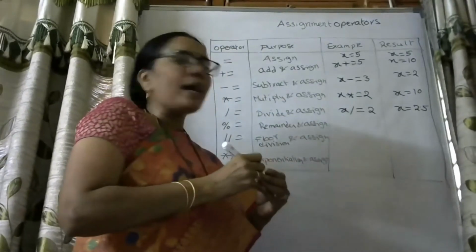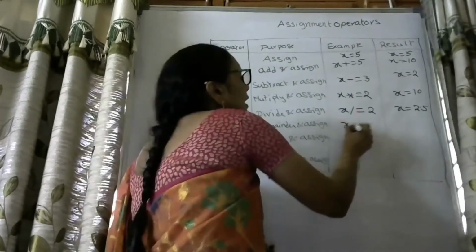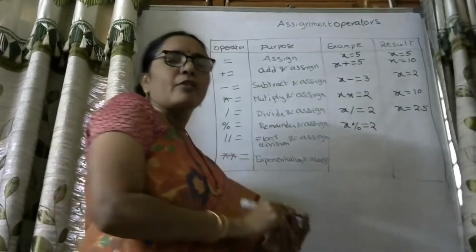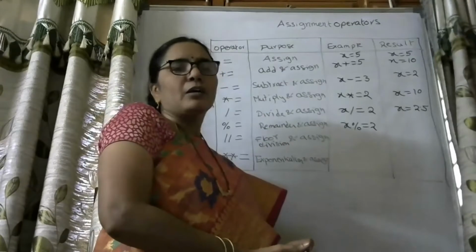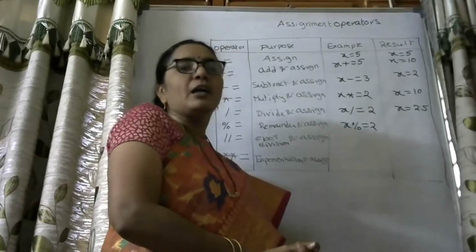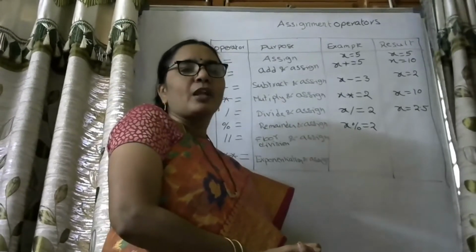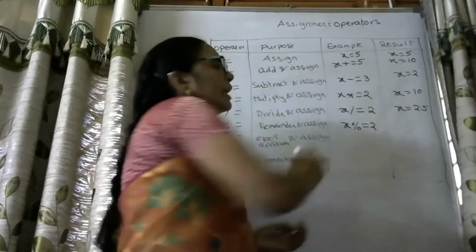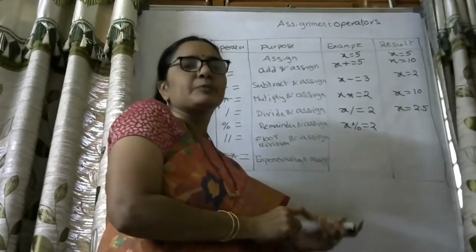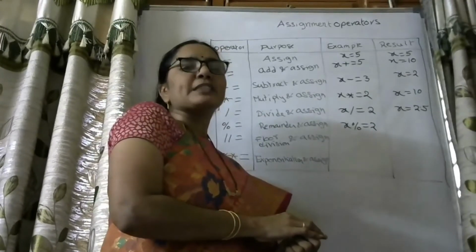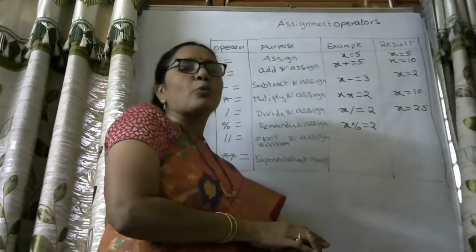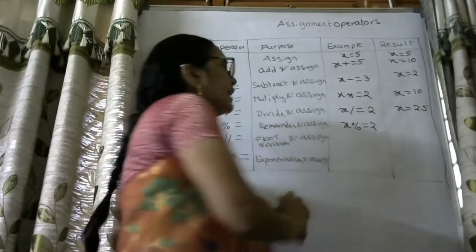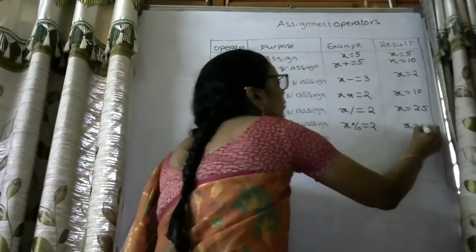Next, remainder and SI. X percentile is equal to 2. Here, when I try to do the division to get the integer coefficient, the remainder will be 1. So, X percentile 2 is equal to 2 means X is equal to X percentile 2. I am assuming X to be 5. 5 percentile 2 will give the remainder as 1. X is equal to 1.